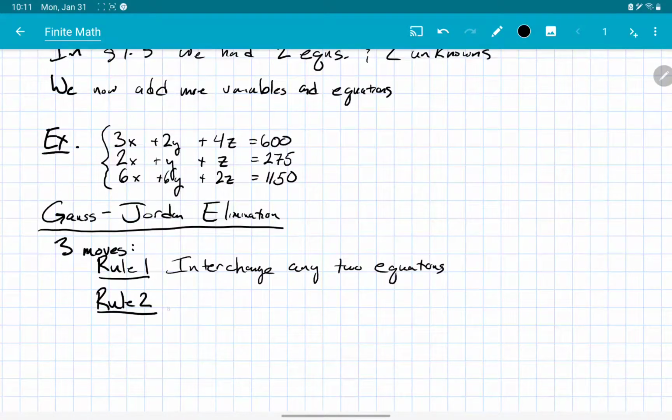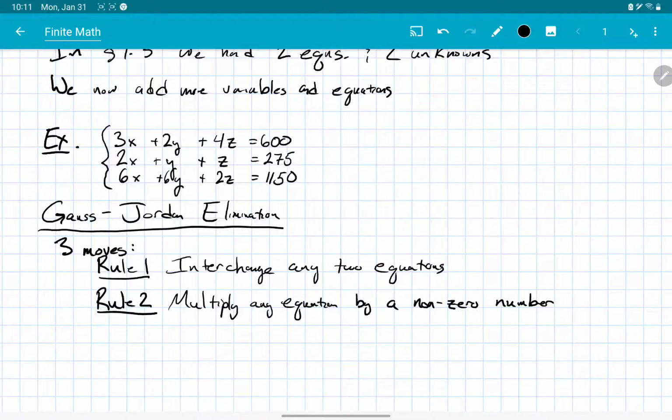The second rule, you may multiply any equation by a non-zero number. Okay, this is the second rule that you're allowed to do. So you can multiply both sides of any of those equations by a non-zero number.